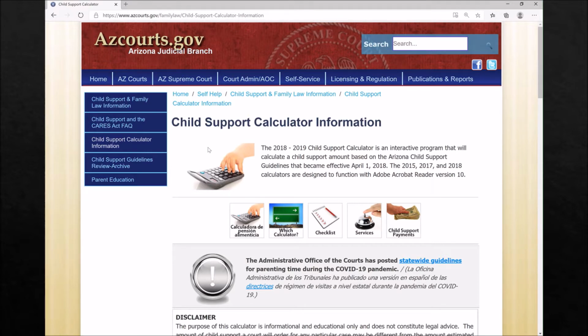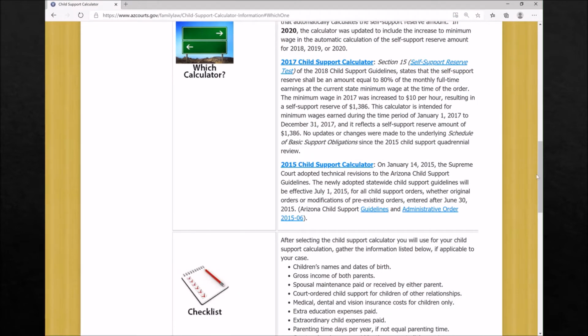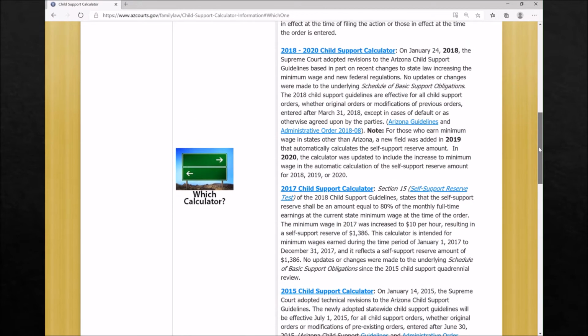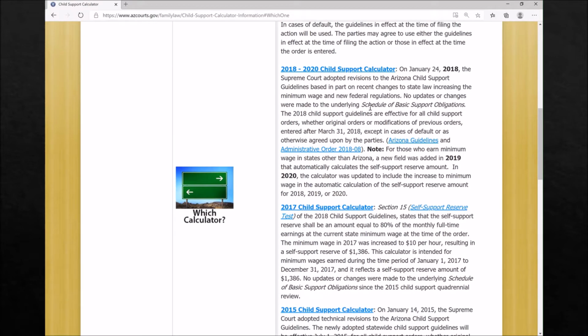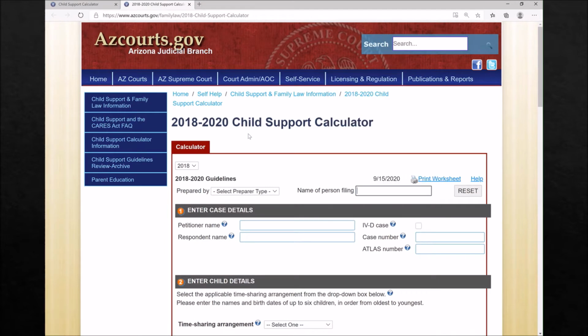This is the Arizona government website, and I'll post the link to this URL here, and based on that, you can also follow this. So let's look at the calculator here. And it lists a bunch of calculators. Let's just click on the 2018 to 2020 support calculator. This opens up the calculator for this year, and this is where you enter a bunch of information.